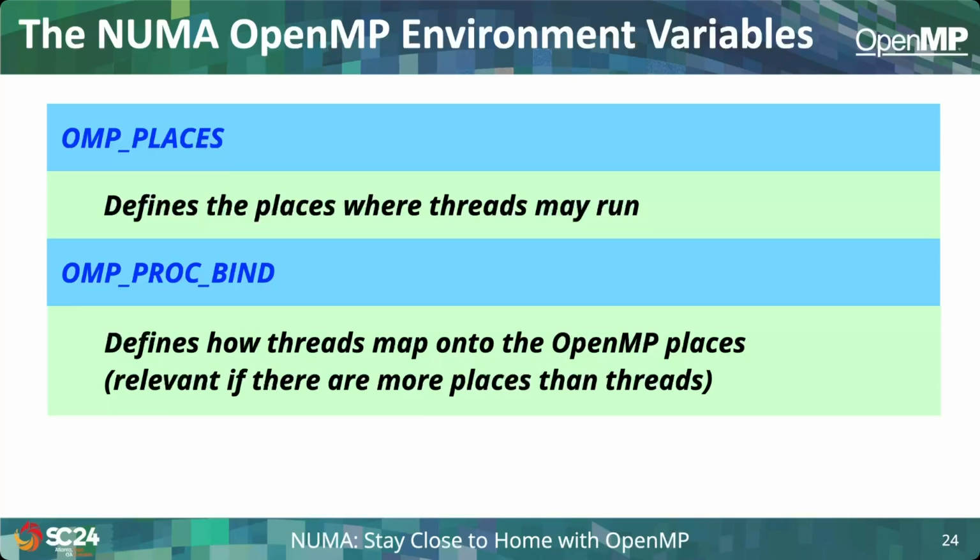And you do that by setting 2 environment variables. The variable OMP_PLACES defines the place list. It defines where threads may run. OMP_PROC_BIND defines how threads map onto the OpenMP places. And why would you need that? Well, let's say you have more places than threads. For example, I have defined the place list to be cores, as on the previous slide, and I have 16 cores in my system, and I'm only going to use 4 threads. The question is, which of the cores do you want to use? And that's what you set with the OMP_PROC_BIND variable.